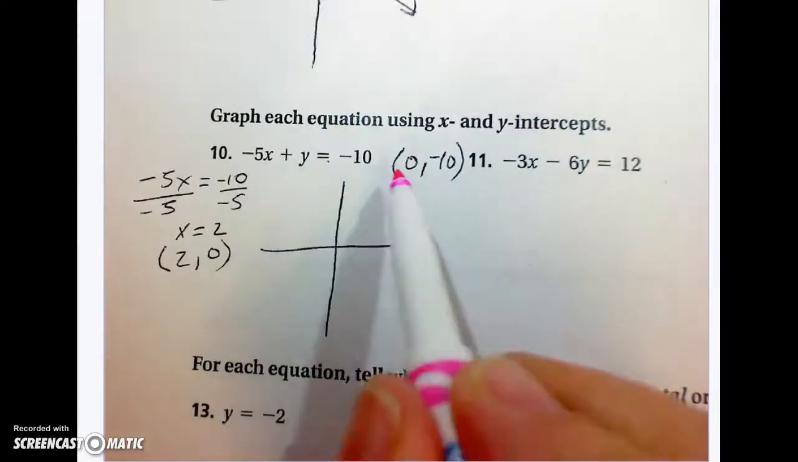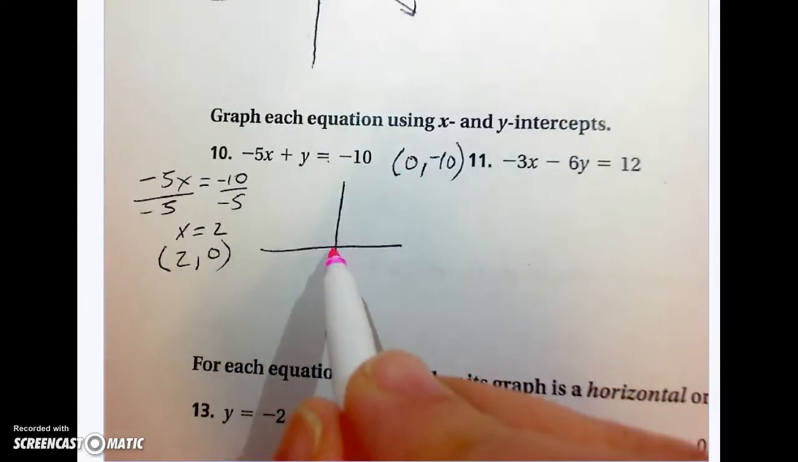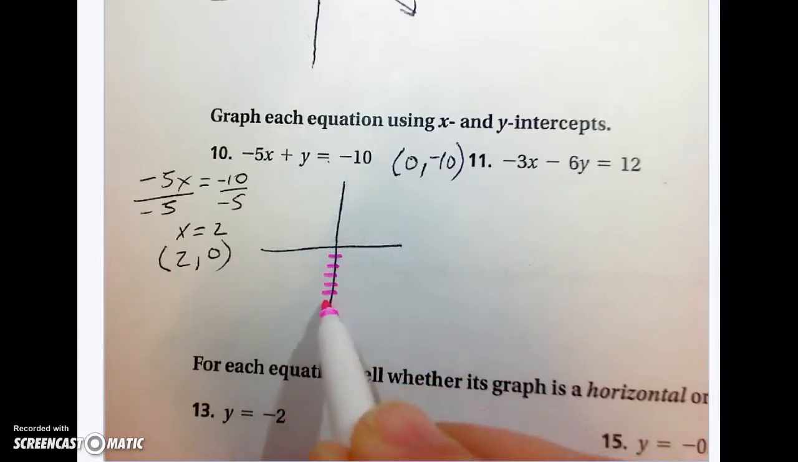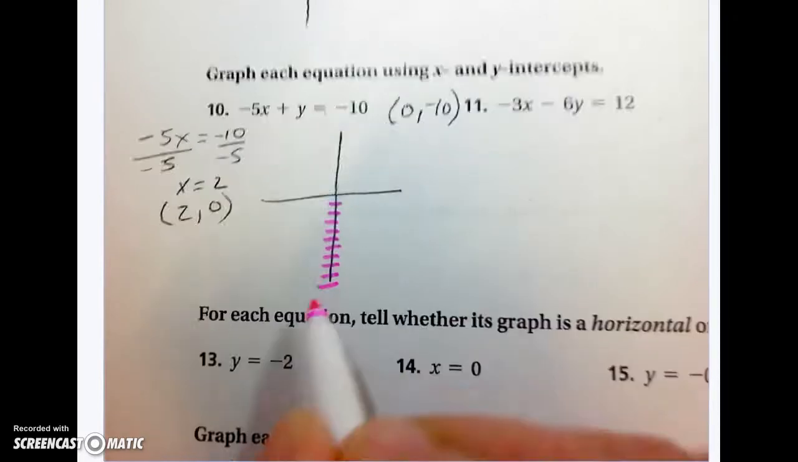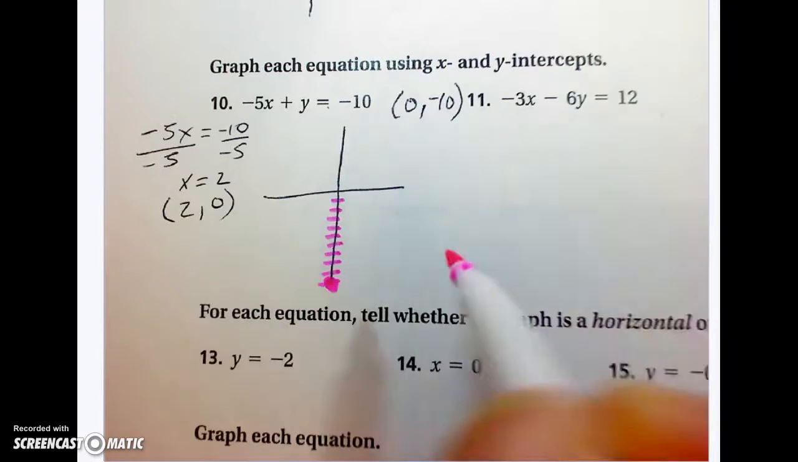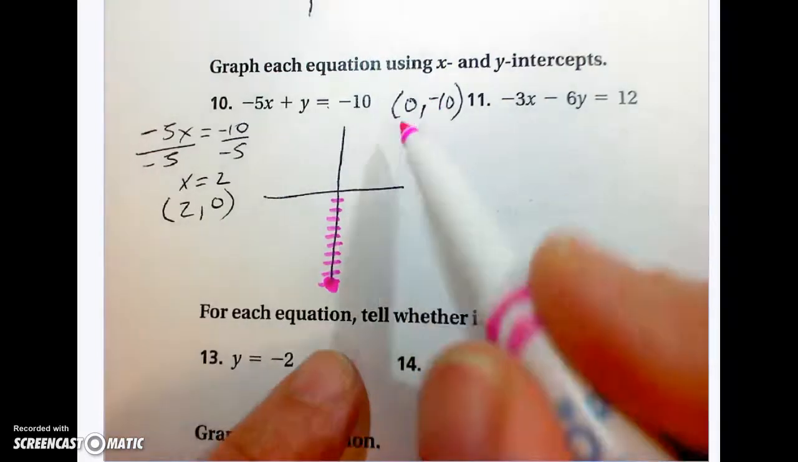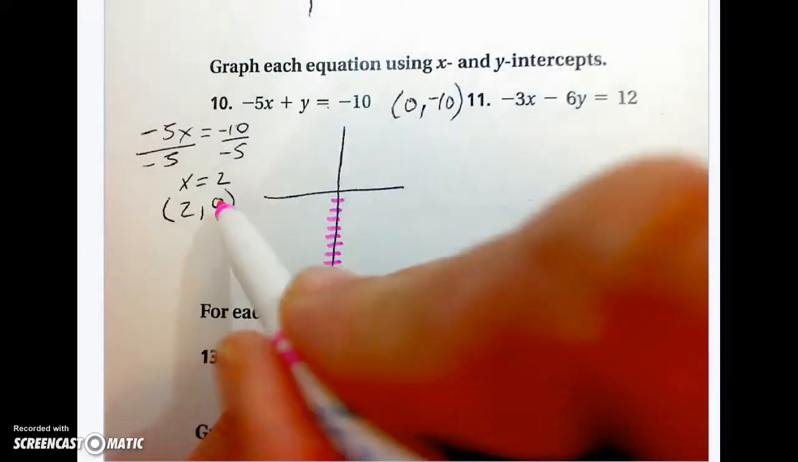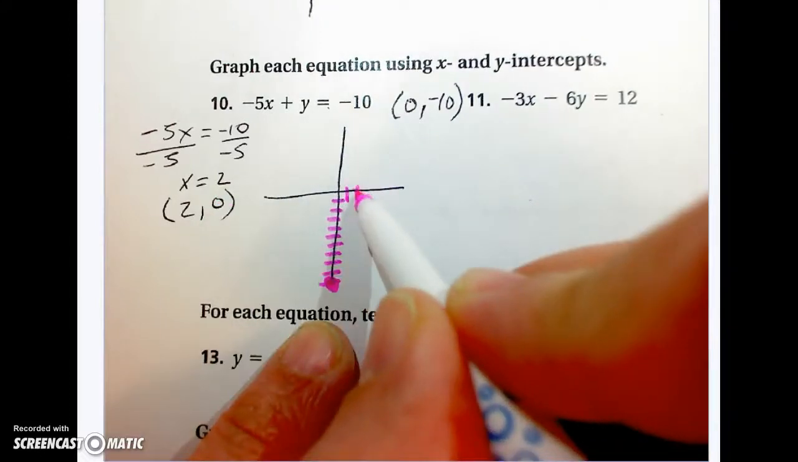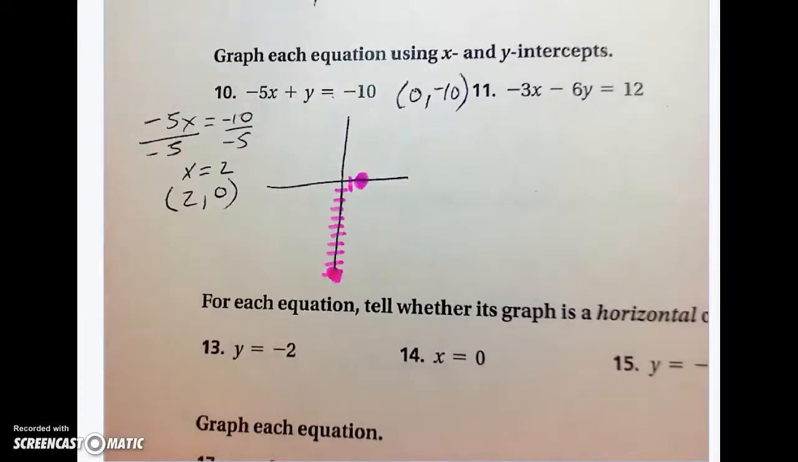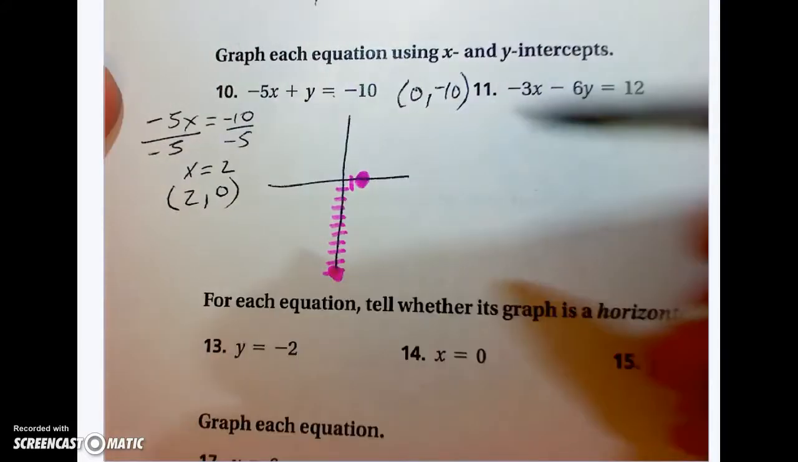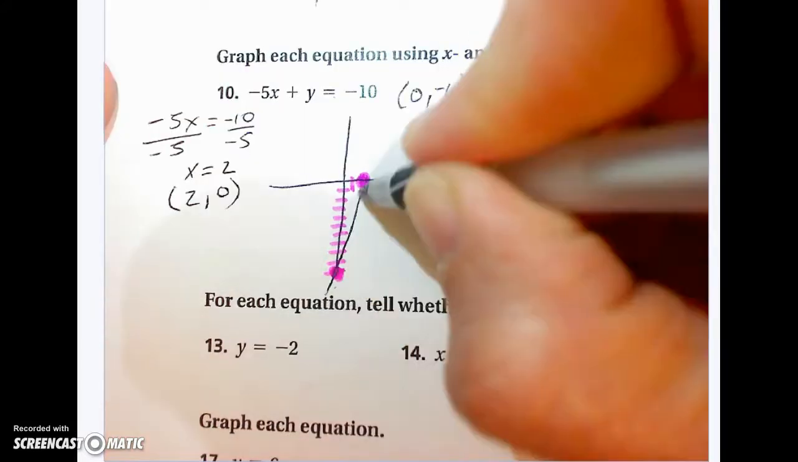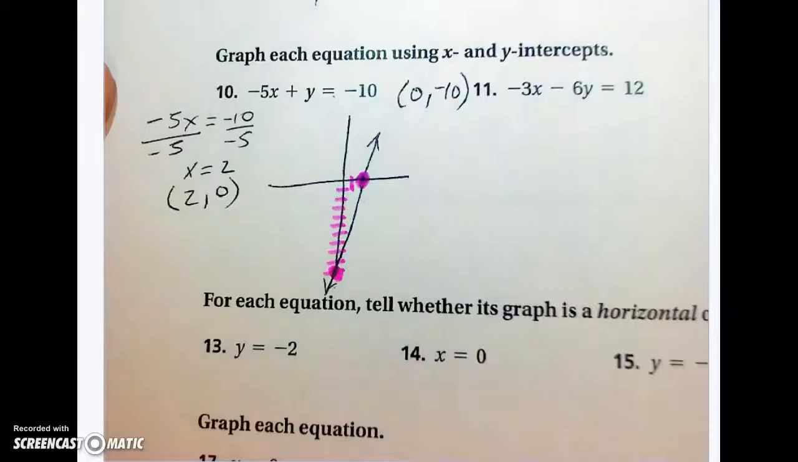So x is 0, 1, 2, 3, 4, 5, 6, 7, 8, 9, 10. So there's my point on the y-axis. So x, 1, 2. There's my point on the x-axis. And then I just draw my line right through those 2 points.